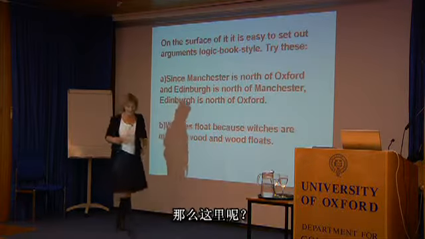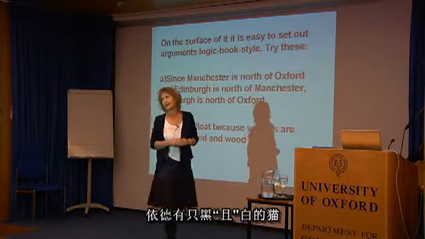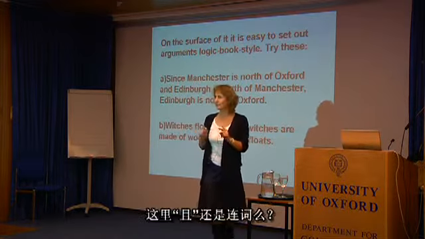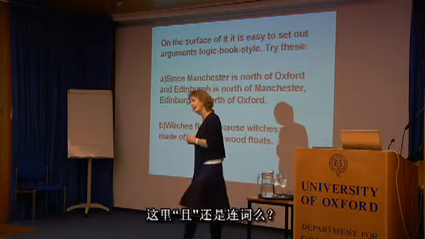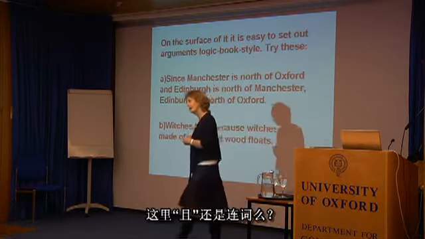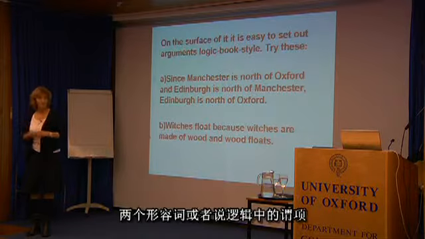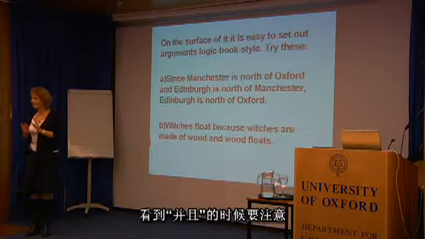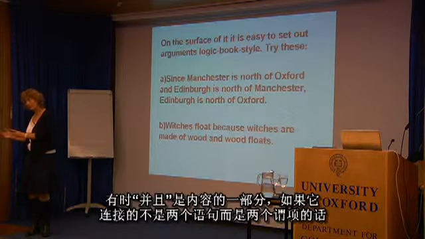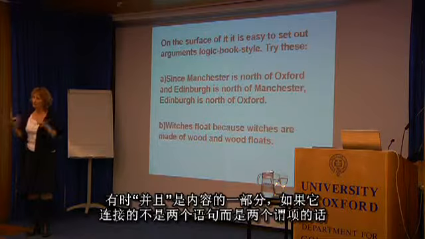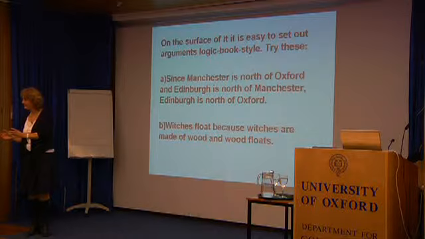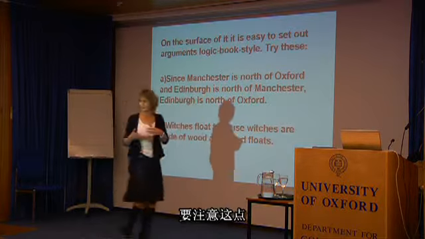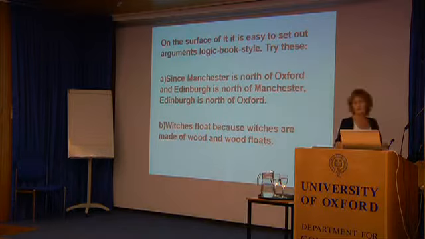But what about this one? Oedipus is a black and white cat. Okay, is and working as a sentence connective there? What's it connecting there? Two adjectives or two predicates, as we would say in logic. So you've got to be a bit careful when you see and in a sentence. Sometimes and will be part of the content if it's not combining two sentences but two predicates. Are you with me? So just watch out for that. Keep an eye open for that.